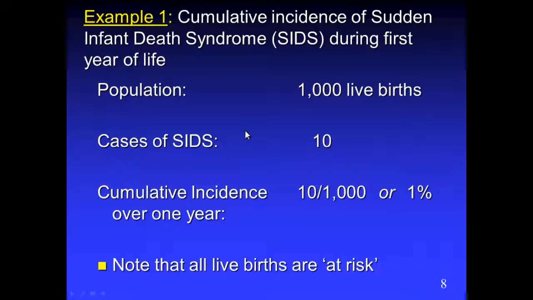So, just by way of a simple example, looking at sudden infant death syndrome, we have a population of 1,000 live births and we follow them for 1 year, and during that time there are 10 cases of SIDS. The cumulative incidence will just be 1%. It's very straightforward and simple.